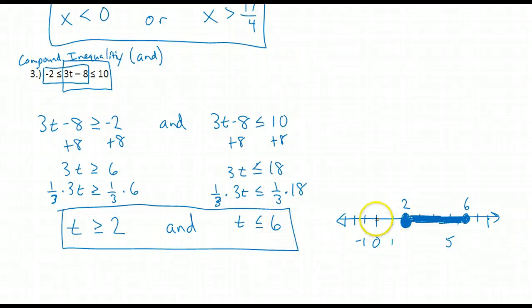But if I pick a value like 0, 0 is less than 6, but it's not greater than 2. So it makes this inequality true, but not this one. So 0 is not a solution because it only satisfies one inequality.